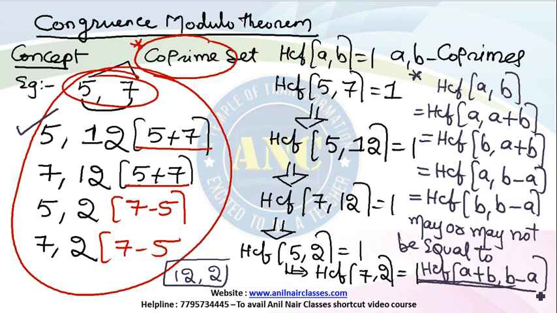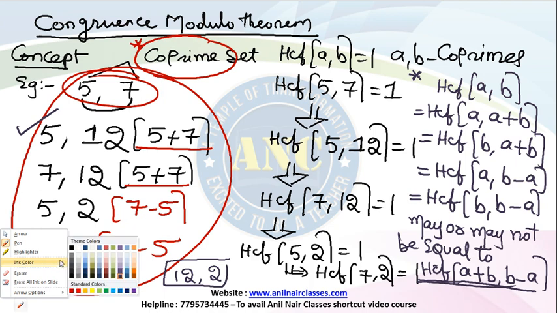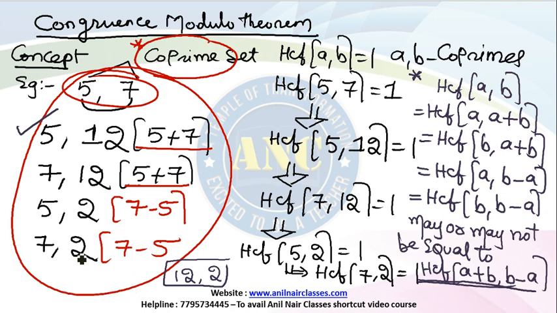Extremely important point, sir. Why did the name congruence modulo come into the picture? Congruence modulo. If two numbers are congruent under one set and the set happens to be co-prime here, if I do any modulo operation, here in this case I did modulo addition and modulo subtraction. If two numbers are congruent under a particular property, if I do modulo addition or modulo subtraction, that congruency still holds true.